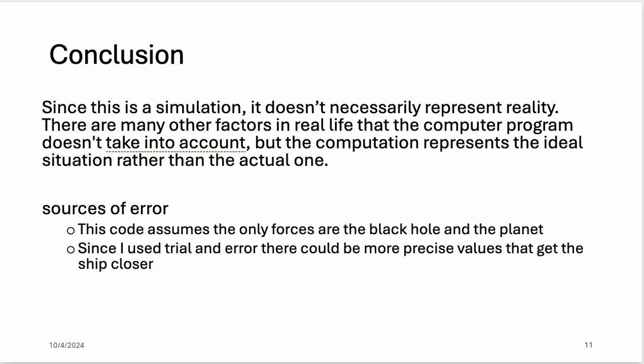So the difference between real life and the computer simulation is probably pretty big since the model doesn't take into account all the different factors that would influence this situation in real life. So one source of error is that this code assumes that the only forces are the black hole and the planet acting on the ship. And since I used trial and error to find the velocity, there probably is a more precise velocity that lets the ship get closer to the black hole.